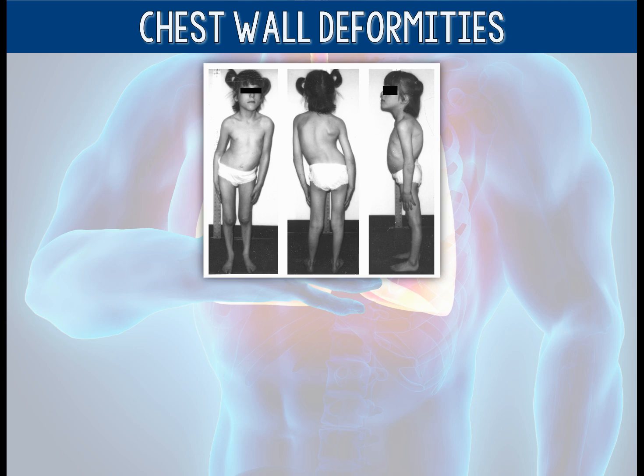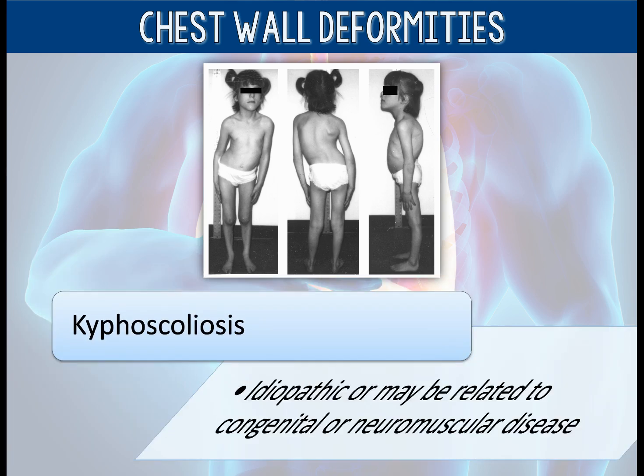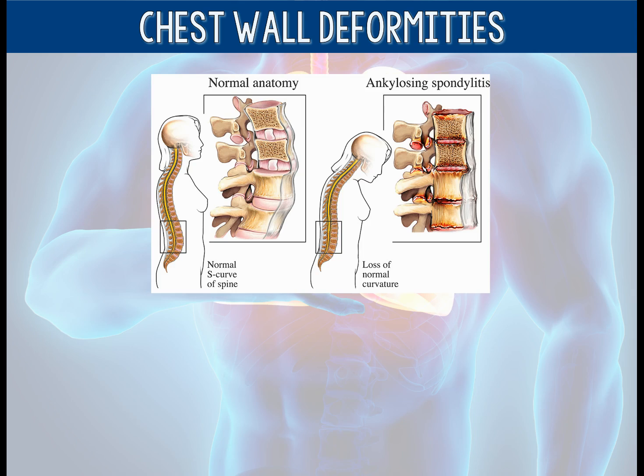Let's take a look at some chest wall deformities. So there's kyphoscoliosis, as you can see there. It could be idiopathic, or the patient may have been born with it, or it may be related to some kind of neuromuscular disease. As you can see, it's that misshapen spine. And of course, if you have a misshapen spine, everything else in your trunk, like your lungs and your heart, is affected by it because of the way the spine is curved like that.